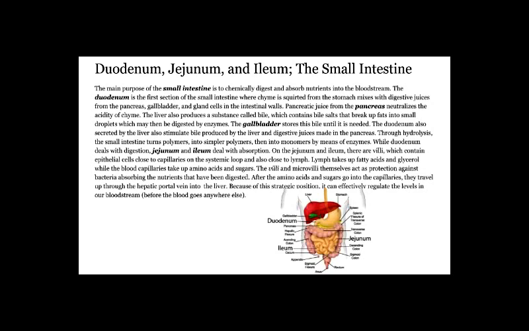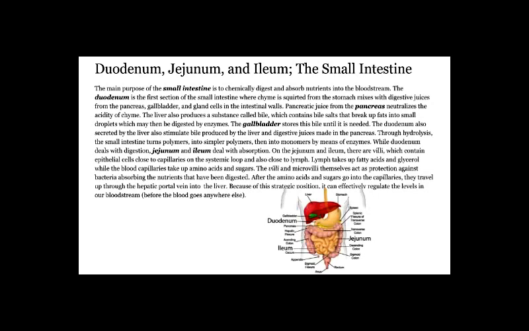So the villi and microvilli themselves act as protection against bacteria while absorbing the nutrients as they have been digested. After the amino acids and sugars have gone to the capillary, they travel through the hepatic portal vein into the liver. It's a pretty important vein right there.